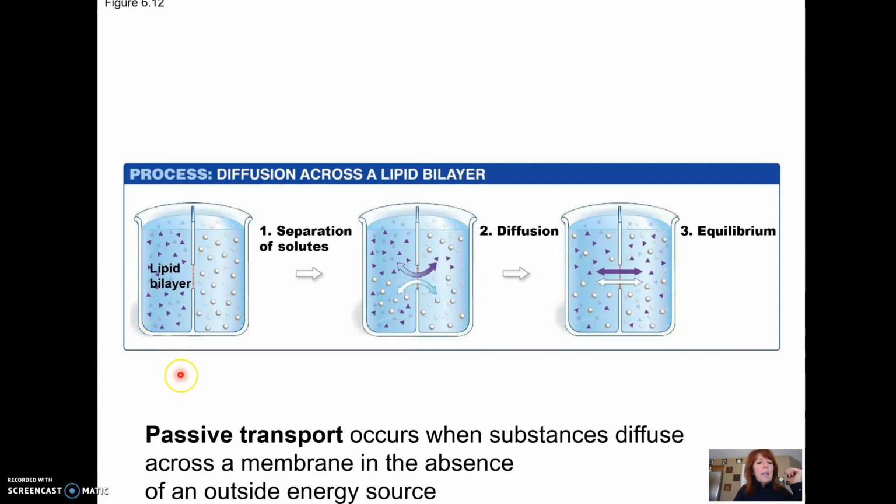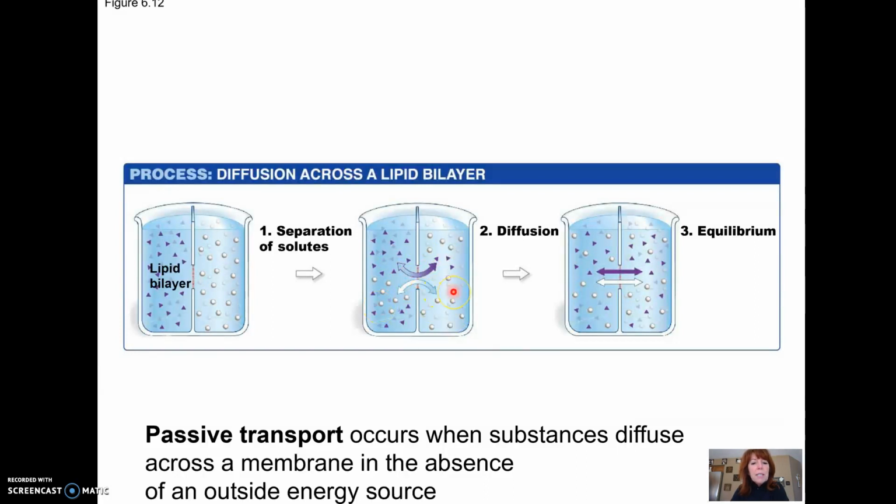So like we just said, because of that concentration gradient, because there's a different concentration or number of particles on this side than there are on this side, these particles are going to want to move from high to low. We look here, the purple ones will move from the left-hand side to the right, and then the white will move from the right-hand side to the left.